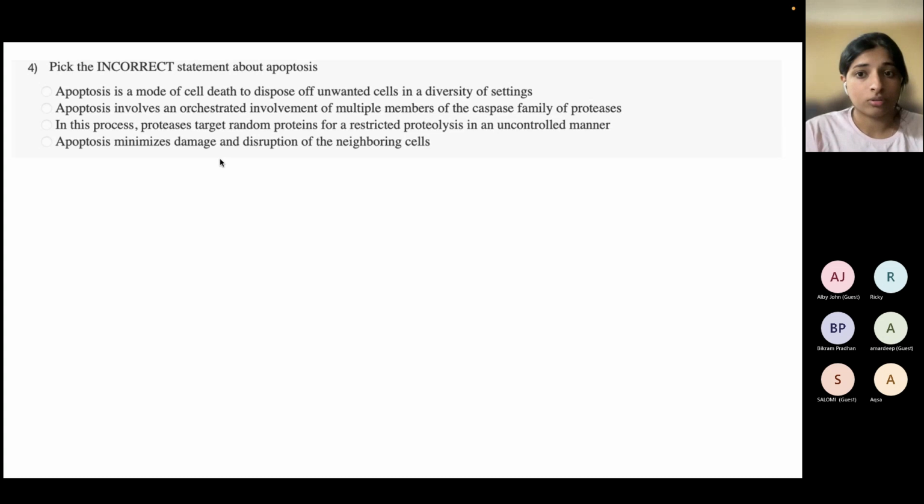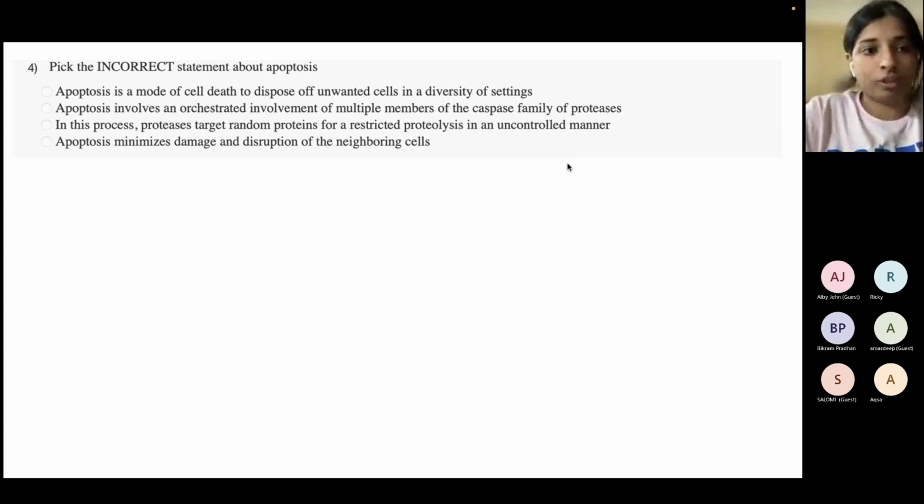This is also true because caspases are the proteases that cleave these executional caspases and then go and cleave other proteins and perform effector functions, and thereby help in the progression of apoptosis. And the third option is proteases target random proteins for a restricted proteolysis in an uncontrolled manner. This is not true because proteases have very specific targets and they target these proteins and they perform further effector functions. The final option is apoptosis minimizes damage and disruption of the neighboring cells.